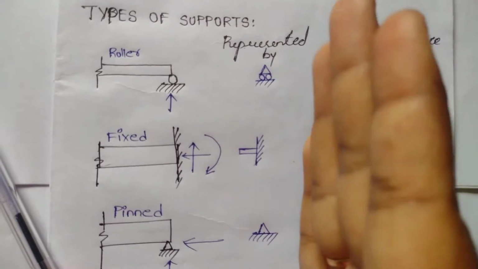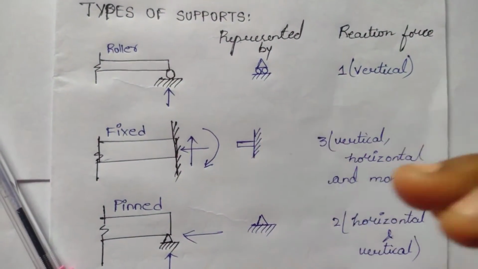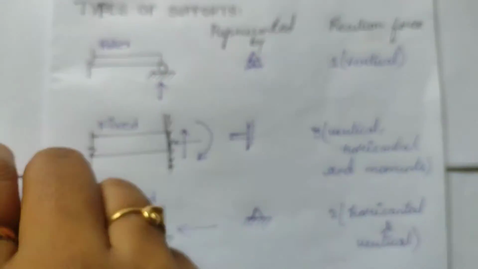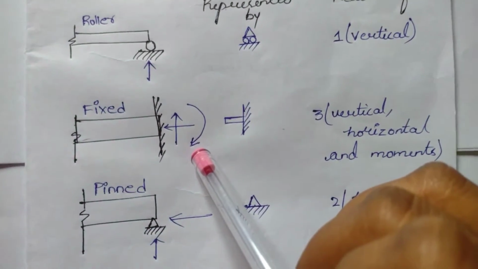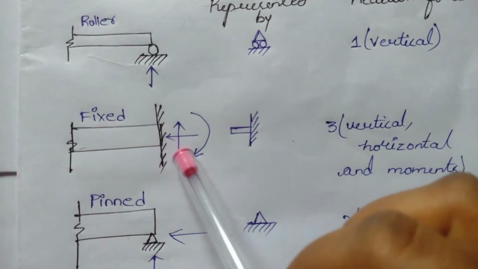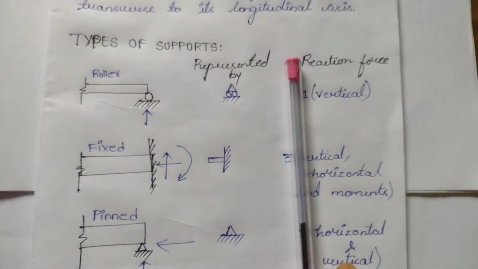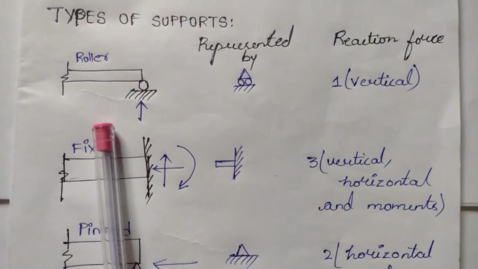The second one is fixed beam. Fixed beam is where we are restraining its movement in horizontal direction and vertical direction. We are also restraining it from rotating. So we have three reactions for fixed beam. In roller, we are only restraining it in the vertical direction, so we have only one reaction.